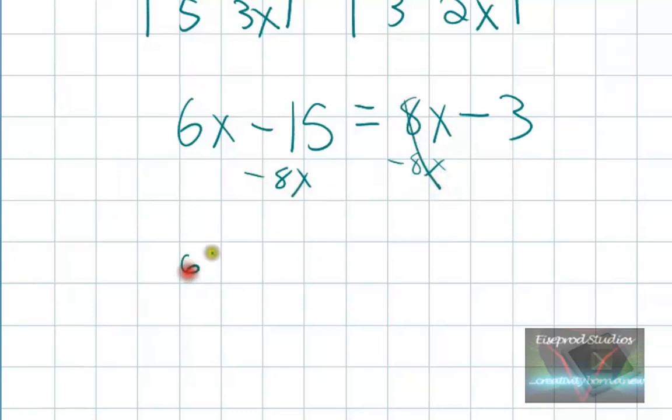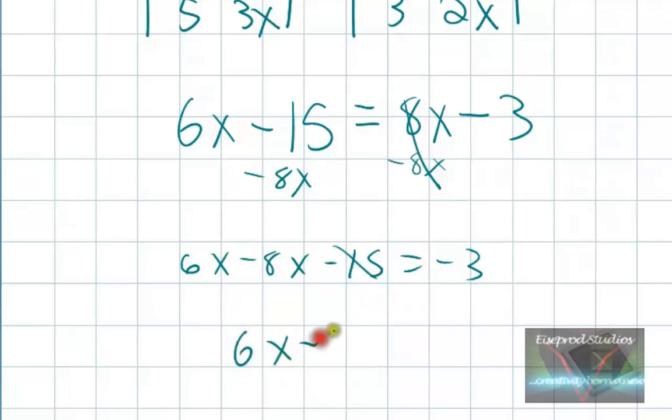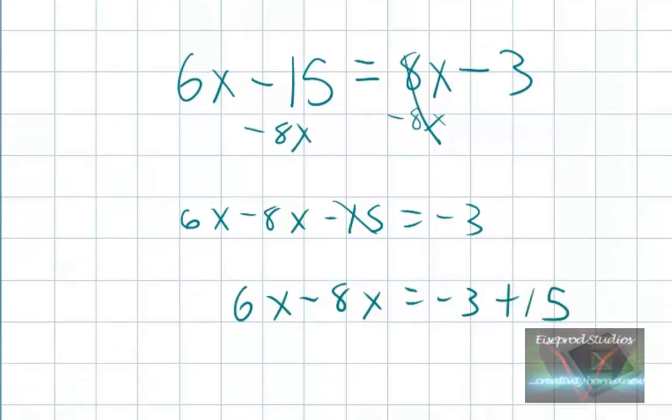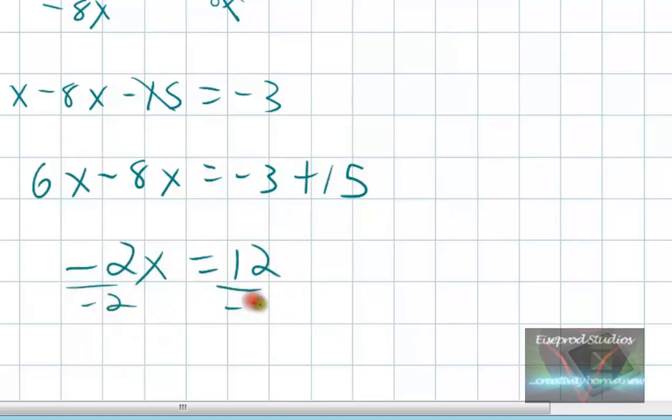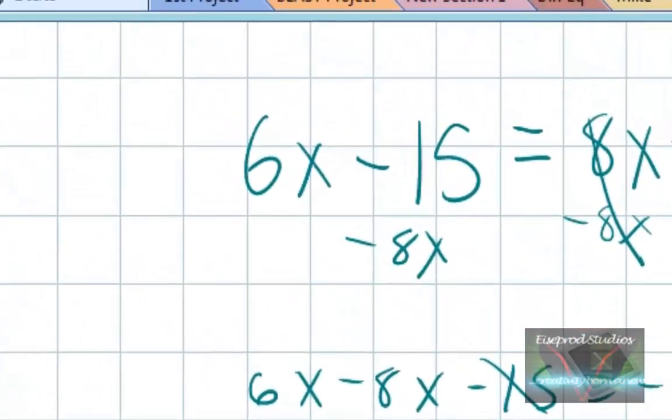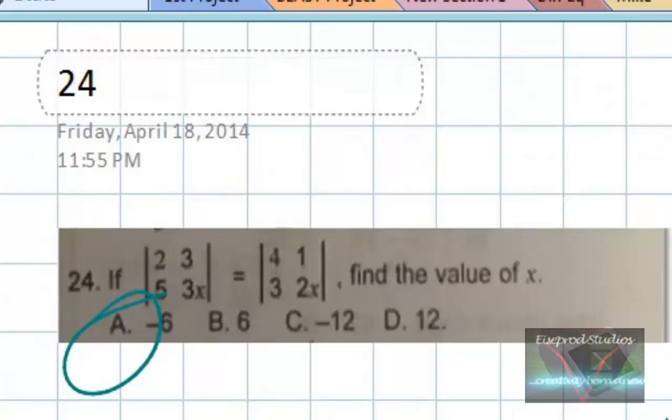So now I'll have 6x minus 8x minus 15 is equal to negative 3. Now I'll add 15 to both sides to get rid of this 15. 6x minus 8x is equal to negative 3 plus 15. Then I'll have negative 2x is equal to 12. Then I can divide by negative 2 on both sides, and x is equal to negative 6. And that's your answer.